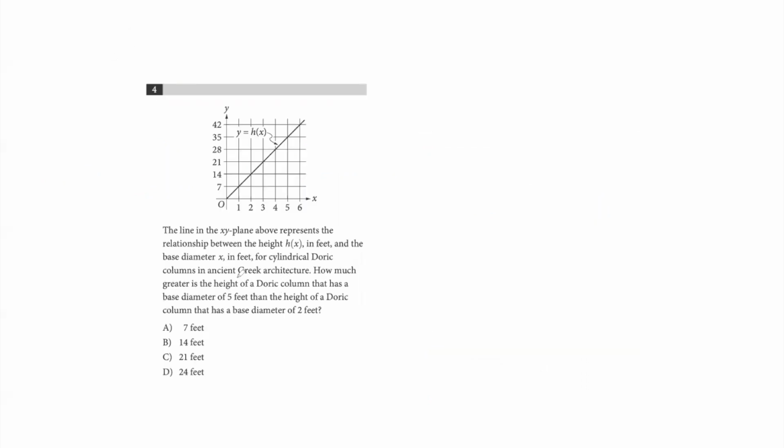Question 4, they say, how much greater is the height of the dirt column that has a base diameter of 5 than the dirt column that has a base diameter of 2? When it is 5, its value is 35. When it is 2, its y value is 14. So the question is 35 is how much greater than 14? We will write 35 minus 14, that's 21.